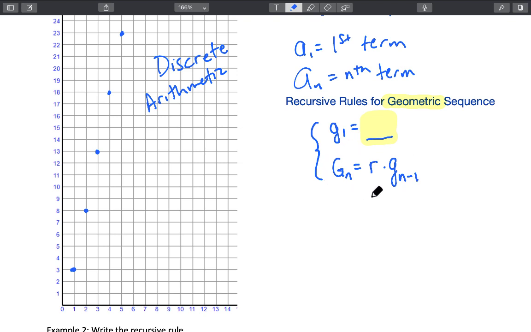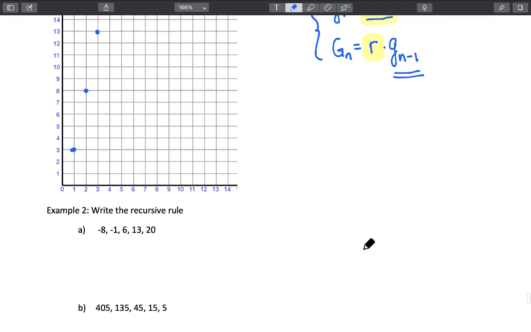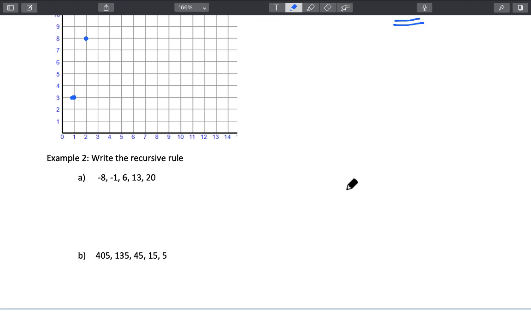Then g sub n, how you generate that next term, is going to be found by taking the common ratio r and multiplying it by that preceding term. Okay, so g sub n minus 1 is the term before the one you're trying to find. Alright, let's take a look here and see if we can apply those 2 rules.